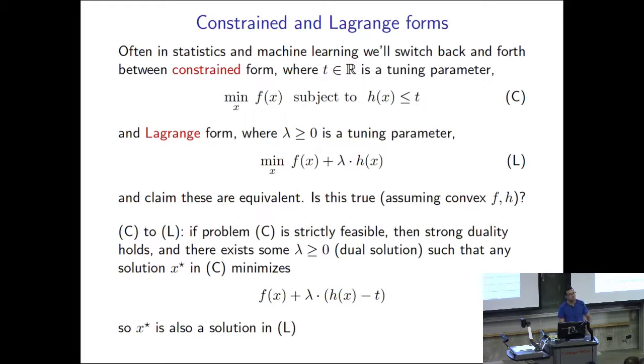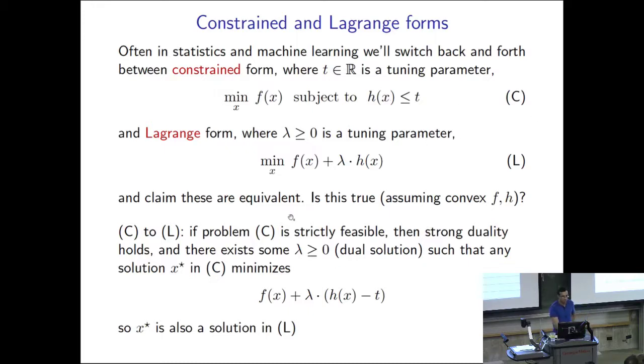It's often claimed, or sometimes not even claimed but just implicit, that these two are equivalent, that we can think about regularizing by constraints or regularizing by penalties. And we're going to ask now, is that true? Let's suppose that f and h are convex. Is it true to think of these as equivalent problem forms? It's actually just an application of the KKT conditions and duality. So let's go from one to the other and then the other to the one.